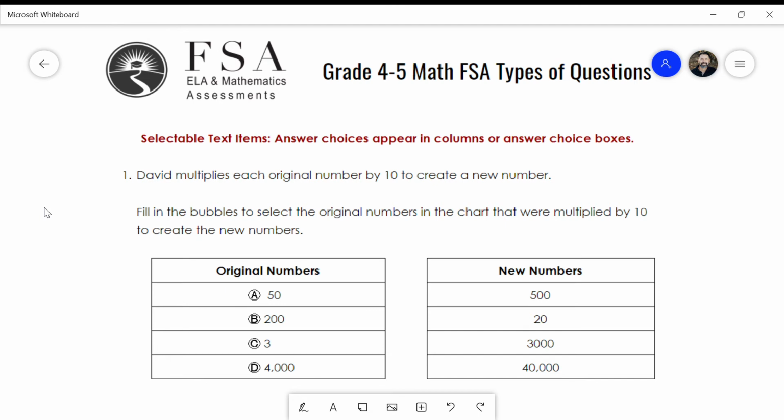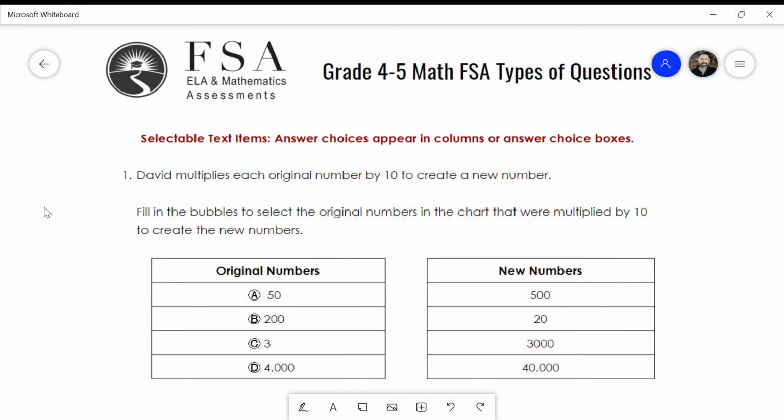So question number 1 says, David multiplies each original number by 10 to create a new number. You've got to make sense of what they're saying there. David multiplies each number by 10 to create a new number. Then it says fill in the bubbles to select the original numbers in the chart that were multiplied by 10 to create the new number.